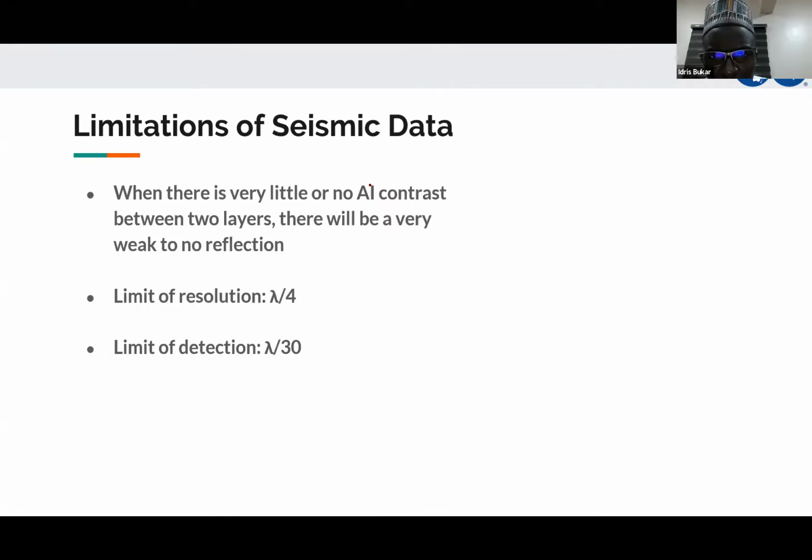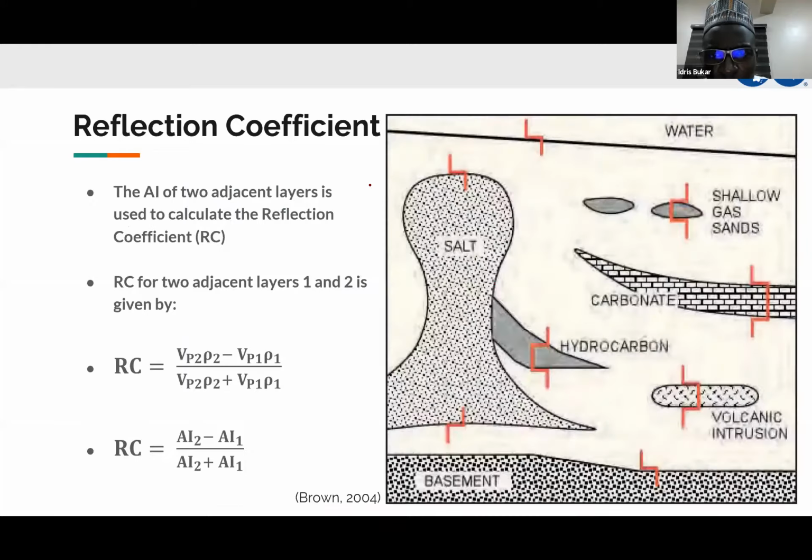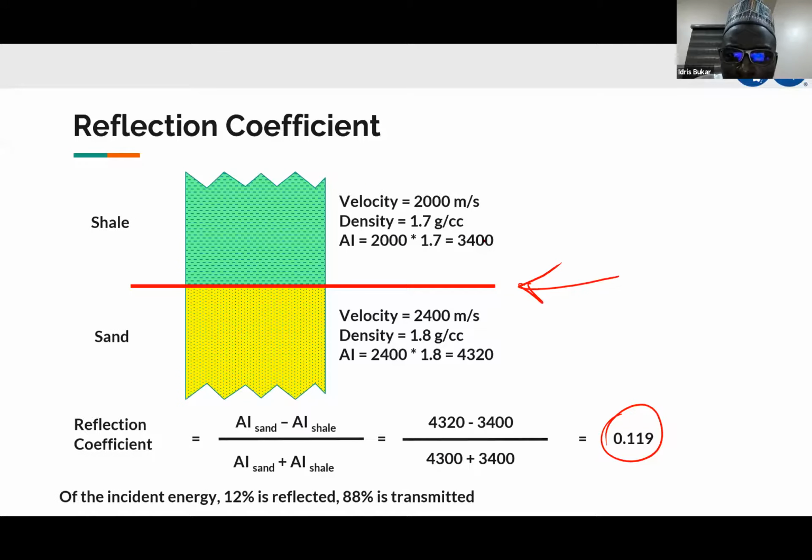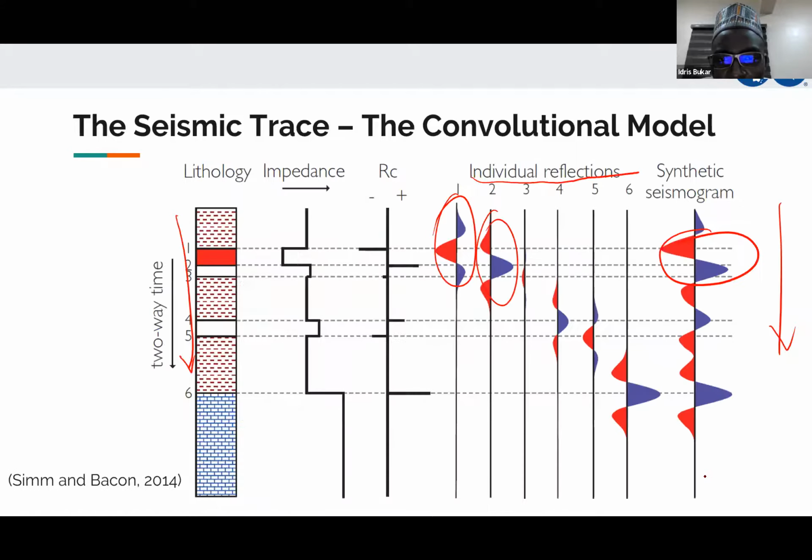Okay, of course, I'll probably run through to the back. In this calculation, if the AIs are the same, if this is also 4320 or 43, whatever, something very close or the same, then you can see how in this calculation, this ends up as a zero or close to zero, okay? And if the reflection coefficient is zero or close to zero, then you won't get a reflection. In fact, as you can see here, there's a tiny bit of negative reflection coefficient coming out of this white to this shale, and the reflection of it is almost hard to see. It's a very weak reflection. Okay, so that is what happens.